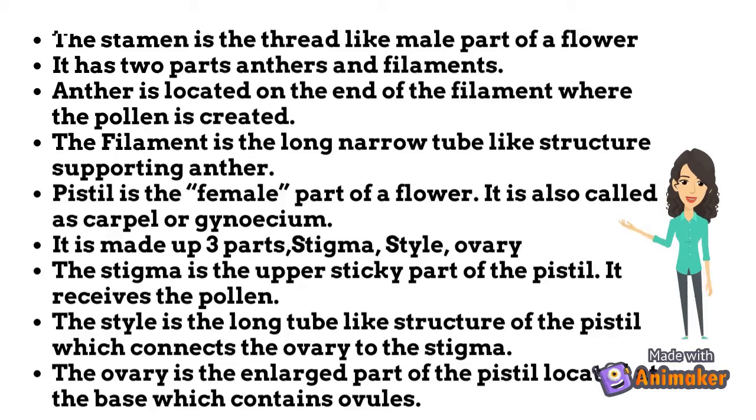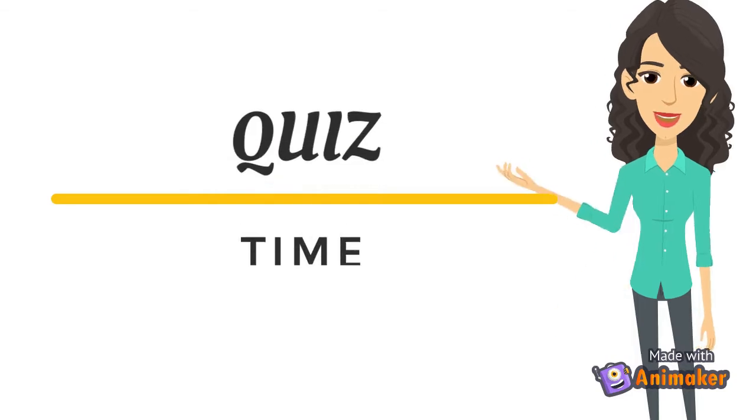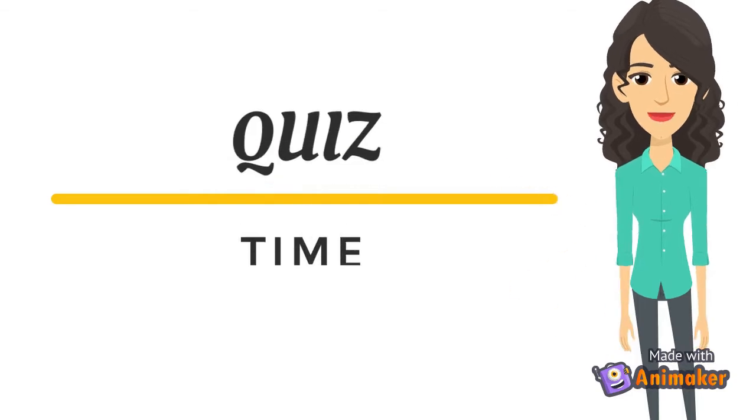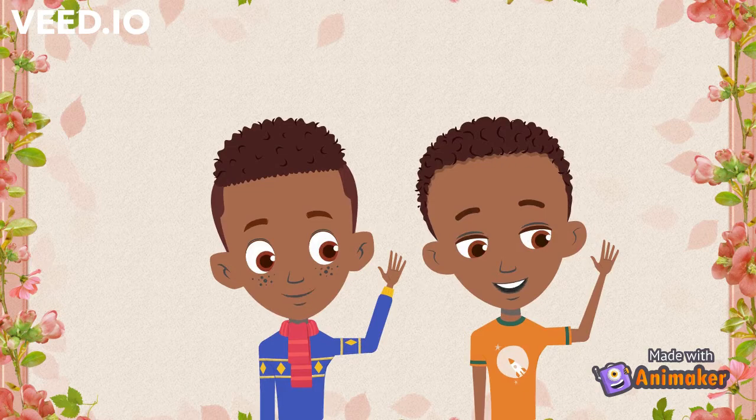The stigma is the upper sticky part of the pistil. It receives the pollen. The style is the long tube-like structure of the pistil which connects the ovary to the stigma. The ovary is the enlarged part of the pistil located at the base of the flower which contains ovules. So now children, are you ready for a quiz on parts of a flower? Yes, we are ready.